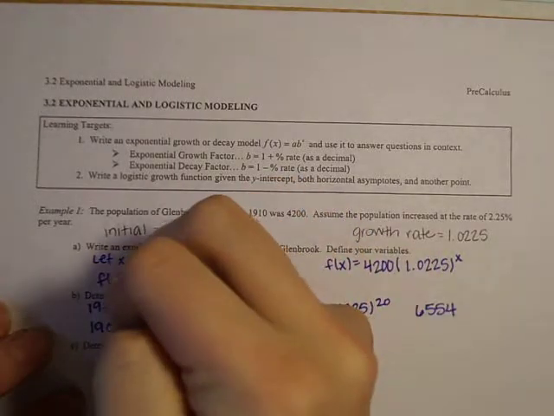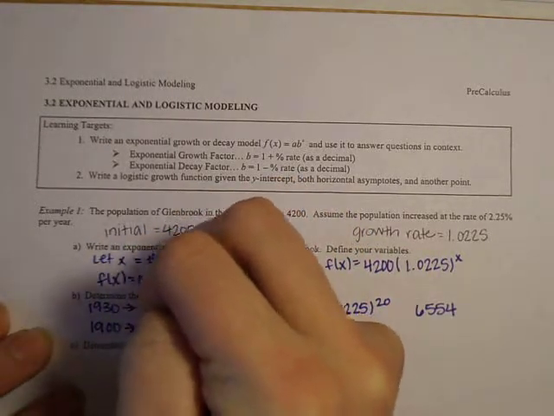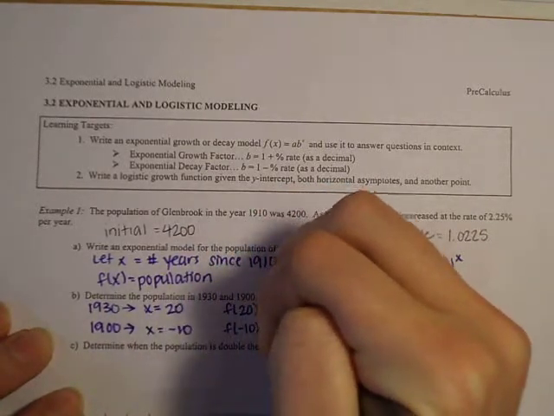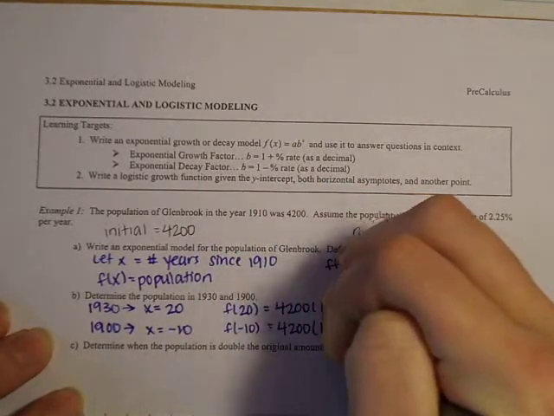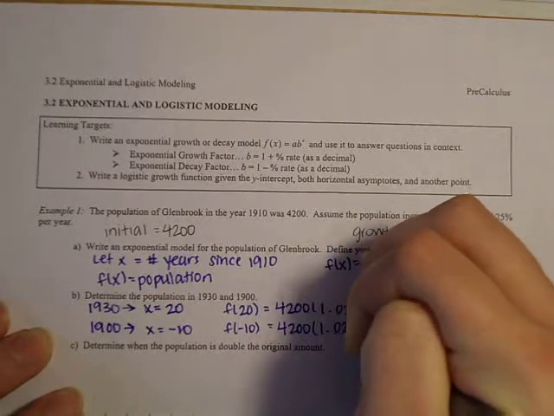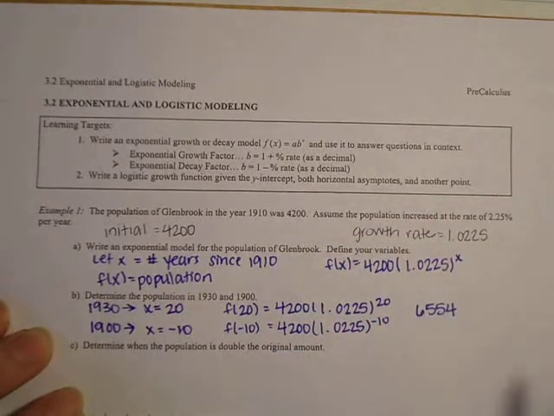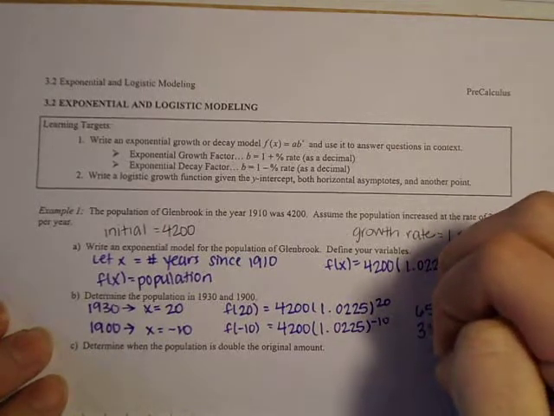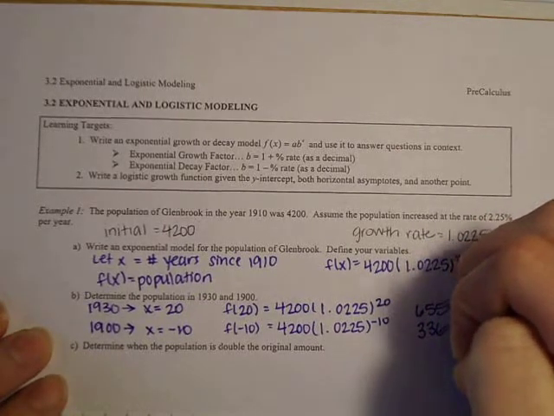Now for 1900, this is 10 years before our start. So our x is going to be negative 10. So f of negative 10 equals 4,200 times 1.0225 raised to the negative 10. And when we evaluate this, we get a population of 3,362 people.